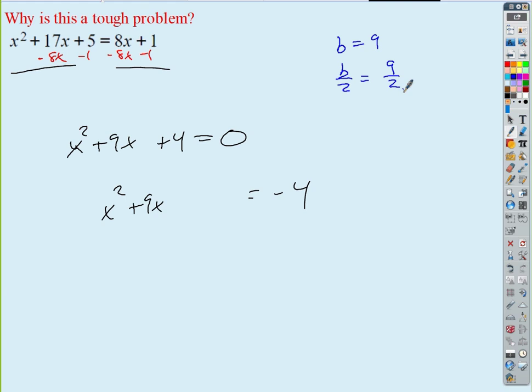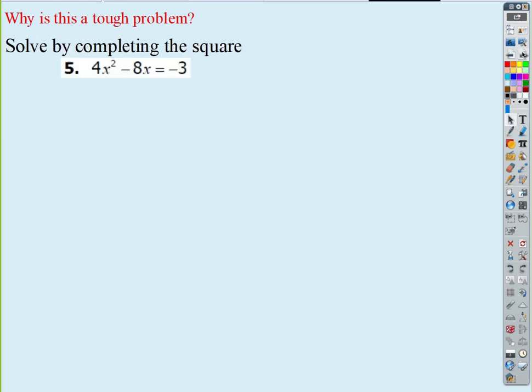And why is it? How could we look at this stage right here and say, aha, forget completing the square? And how do you know it's going to be a fraction? Because b is odd. Yeah, look at that. Right? That's the problem with that one, isn't it? So we skip it. So what about this one?